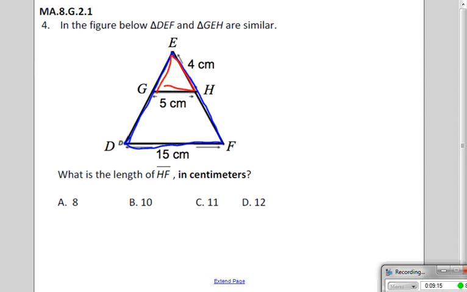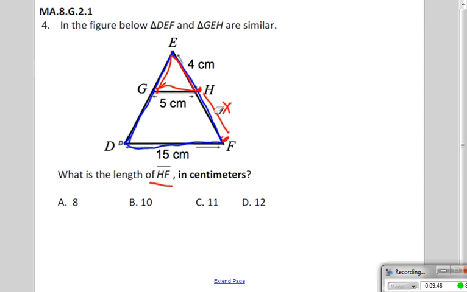Good. That means that the corresponding sides, so the right side and the right side, the base and the base, and the left side and the left side, should all be related to each other. So if I was to set up a proportion to solve, what is the length of HF? I'm looking for HF, and HF is from here to here. I don't know what that is, so I'm usually going to call that X.